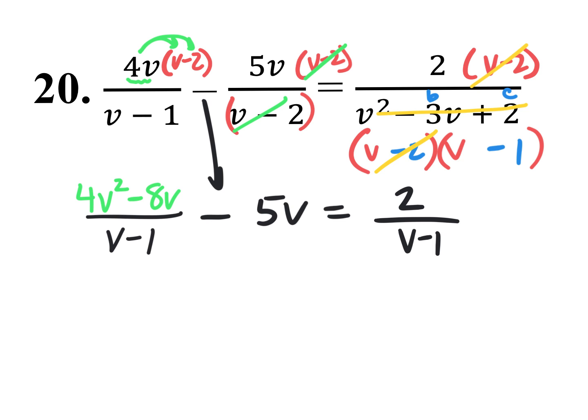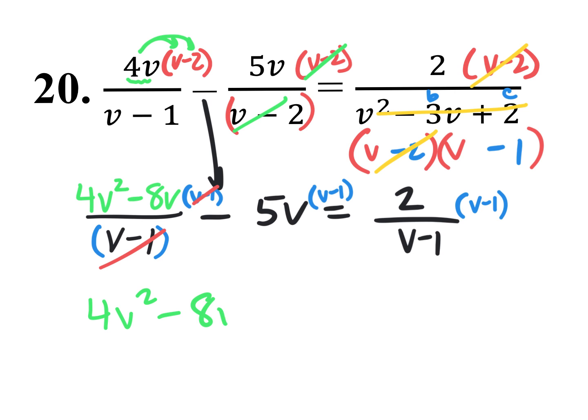So I'm going to put a v minus 1 up here in parentheses, a v minus 1 right there in parentheses, and a v minus 1 right there in parentheses. And it's actually quite nice because when you multiply the v minus 1 over the v minus 1, those cancel out. So what do we have left? We have a 4v squared minus 8v.